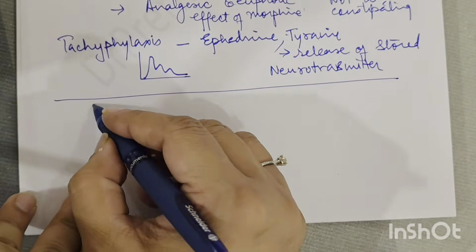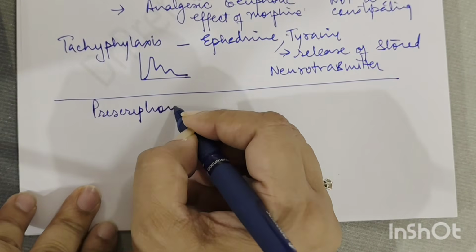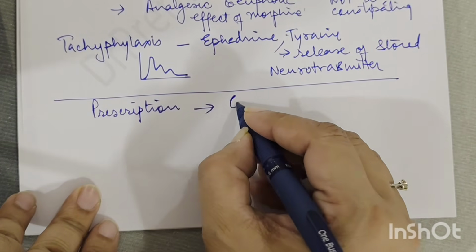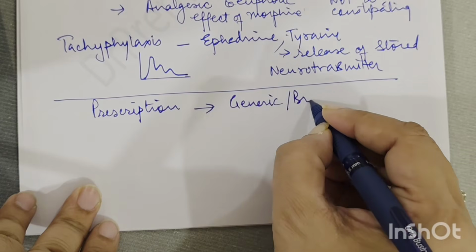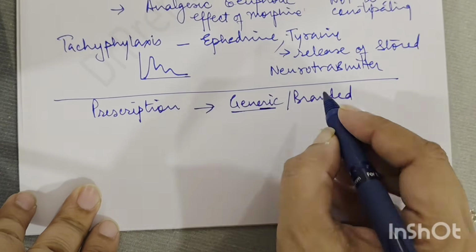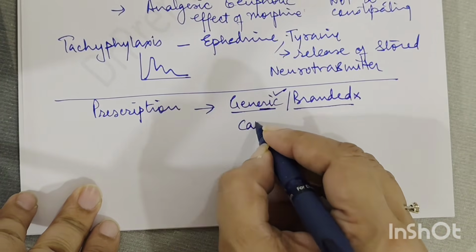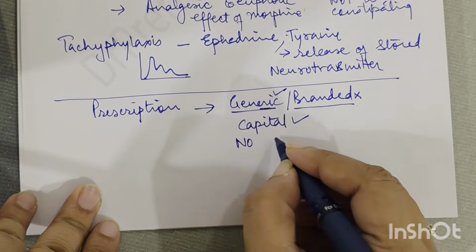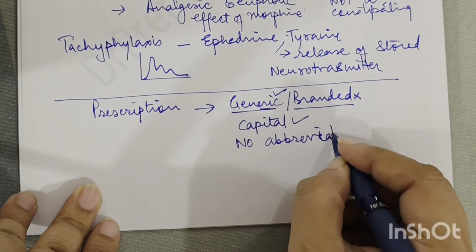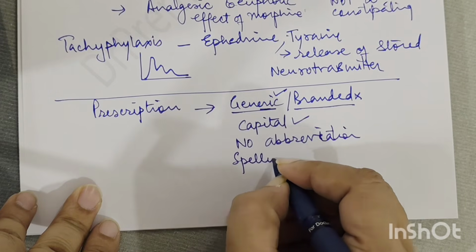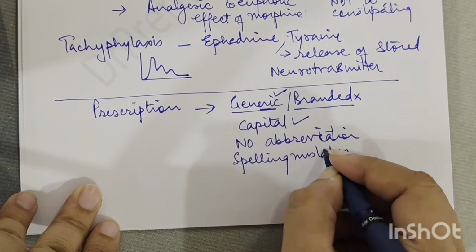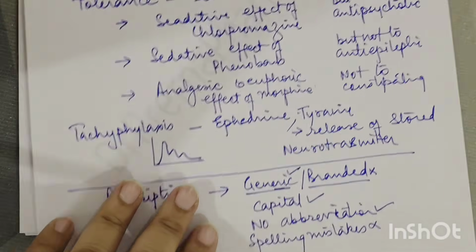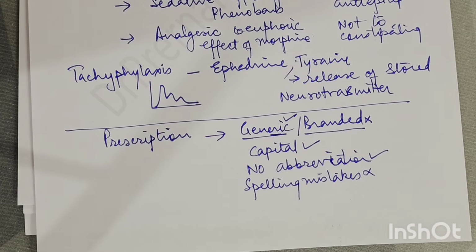Now there were some things related to prescription writing. In prescription writing, if there are questions, they will give you prescriptions for you to identify the errors. Like the generic name has to be written, not the branded name, names should be in capitals, there should be no abbreviations in the prescription. Okay, avoid spelling mistakes. So all these things they can ask you in prescription writing questions.